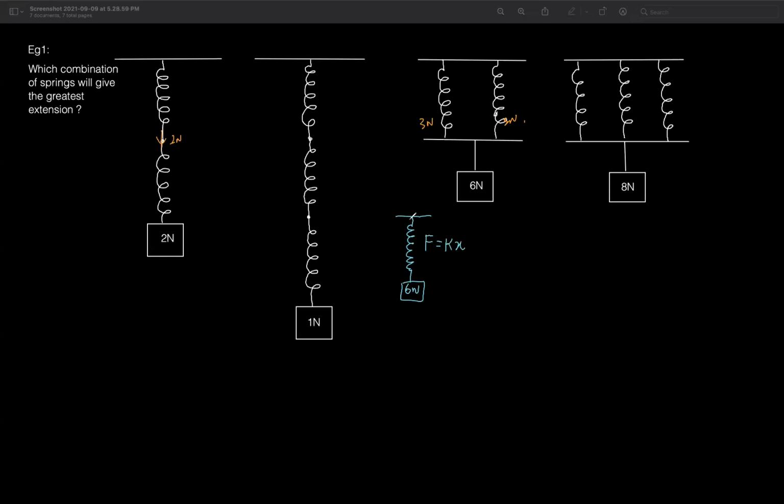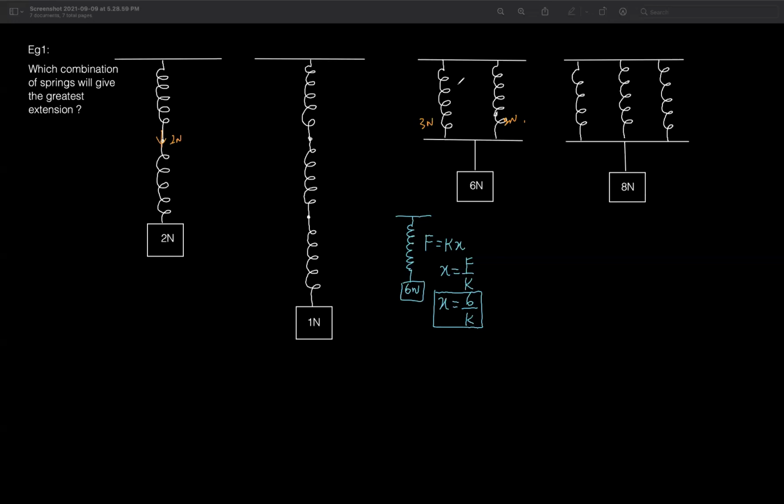Before we solve this, imagine just one spring, acted on by the same load. What would be the extension? We can find it easily. X equals force over K, and the force is 6 Newton, so X equals 6 Newton over K. This is the extension if it was only one spring.